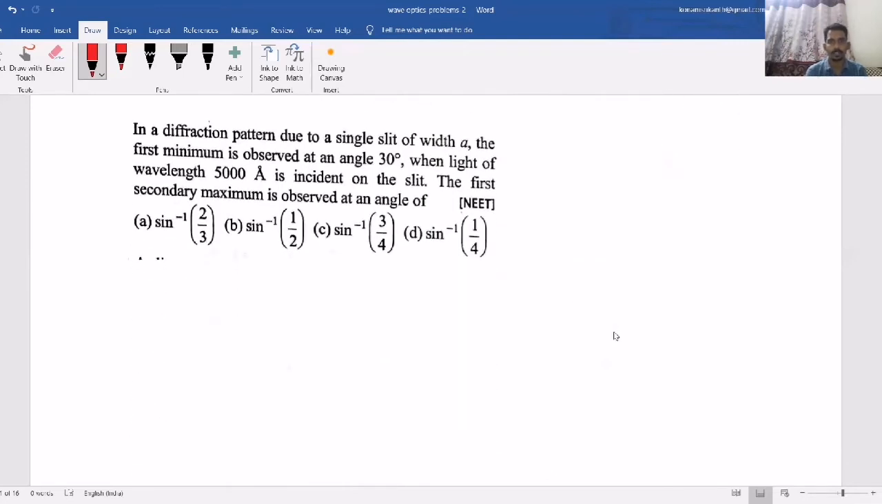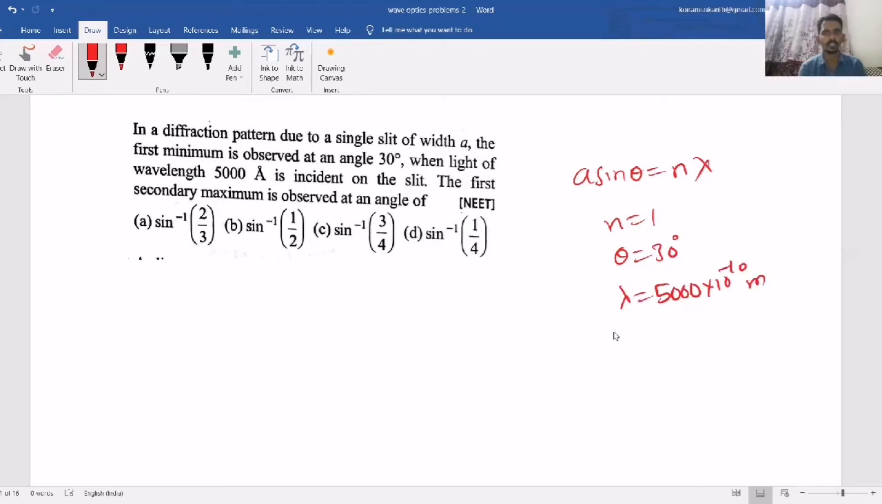Next question. In a diffraction pattern due to a single slit of width a, the first minimum is observed at an angle 30 degrees. What is the condition for minima? a sin theta equal to n lambda. First one means n equal to 1. Theta they have given as 30 degrees, where wavelength is 5000 angstroms, that is 5000 into 10 power minus 10 meter.